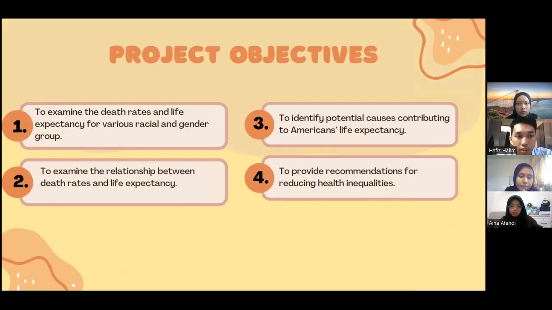So for the first objective, we want to examine the death rates and life expectancy for various racial and gender groups. Next, we want to examine the relationship between death rates and life expectancy. For the third objective, we want to identify potential causes contributing to Americans' life expectancy. And the last objective is we want to provide recommendations for reducing health inequalities.